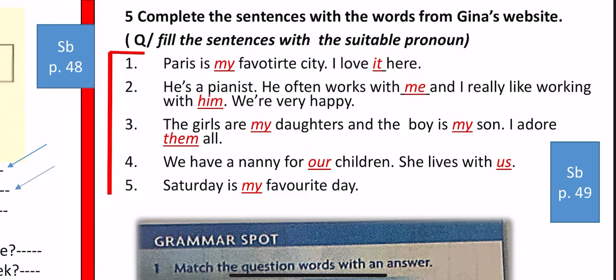Saturday is my favorite day. Here we use my. We couldn't say Saturday is favorite day, or I favorite day, or me favorite day. It will be illogical. So Saturday is my favorite day. Here Saturday subject, is main verb. My plus favorite day is the object.